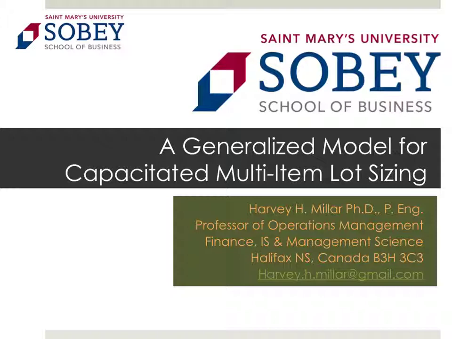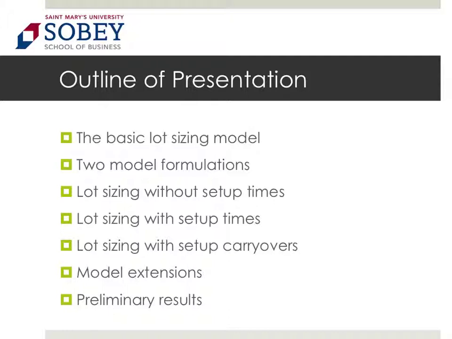So the generalized model for capacitated material and lot sizing. And as I said, this problem has been around for quite some time right now. I'll just briefly describe the basic model and then show you what I call a two-index formulation and a three-index formulation for that problem, and talk about how I add certain things to it, such as back orders. You could add shelf life limits. You could add setup times and setup carryovers. And then hopefully the next extension will be now to add some sustainability factors to that.